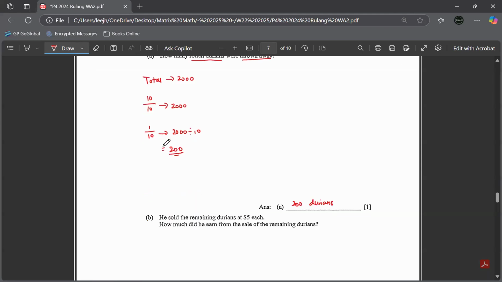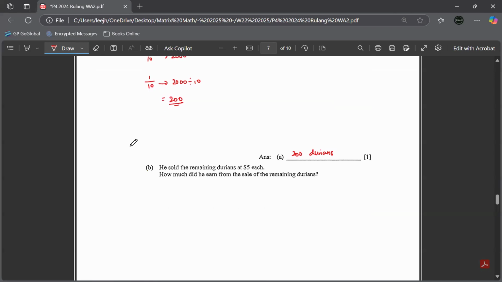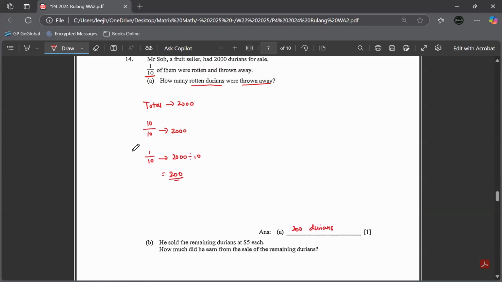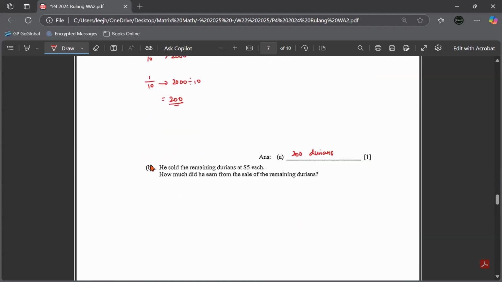Okay. Question B. He sold the remaining durians at $5 each. How much did he earn from the sale of the remaining durians? Okay, if you want to use fraction, you can find 9 over 10 because 10 over 10, 1 over 10 thrown away, 9 over 10 left. But if you want to use numbers, you know that total 2,000. If you throw away 200, what is the remaining number of apples? I mean, sorry, durians. So you find the remaining.